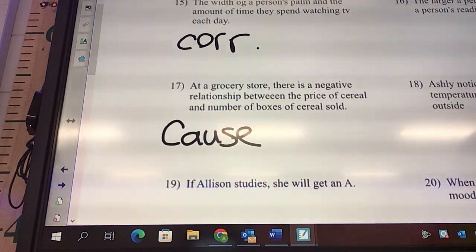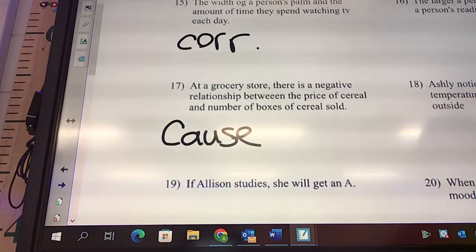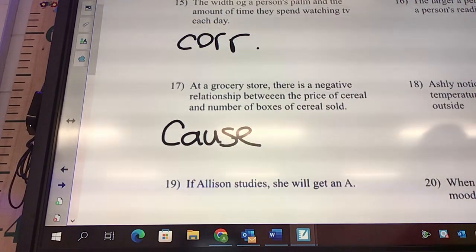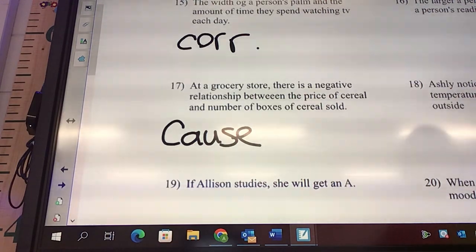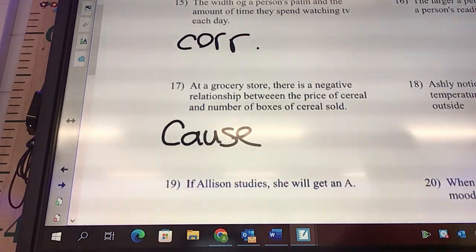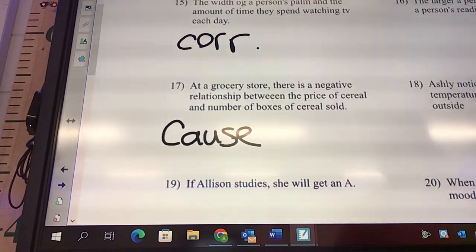If the price of the cereal cost 500 mil a box, are they going to sell a lot more boxes of cereal or a lot less? Okay, it's going to be a lot less. A lot of people cannot afford it. The majority of the people cannot afford it. Okay, so there is a relationship between the price of cereal and the number of boxes of cereal that are sold. Okay, not everybody can afford a Lambo. It is what it is.